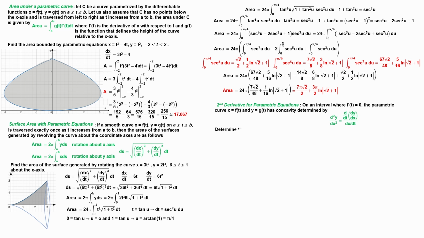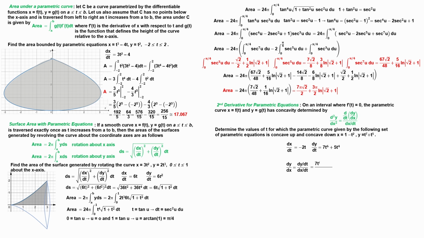Determine the values of t for which the parametric curve given by the following set of parametric equations is concave up and concave down. To determine the concavity of the parametric curve, we need to calculate the second derivative of y with respect to x. First, we will find dx/dt and dy/dt. Next, we will compute the first derivative of y with respect to x. Finally, we will use this result to calculate the second derivative.